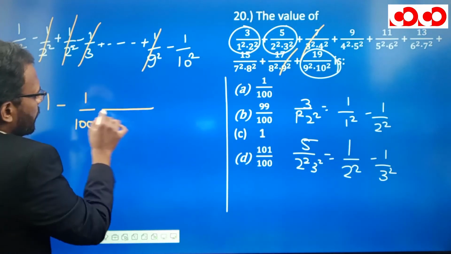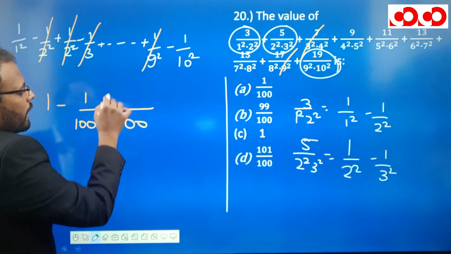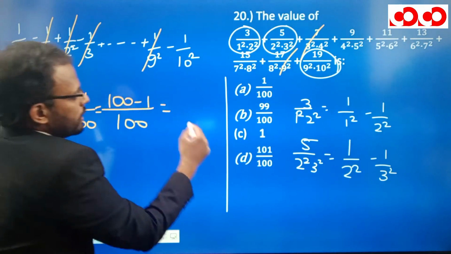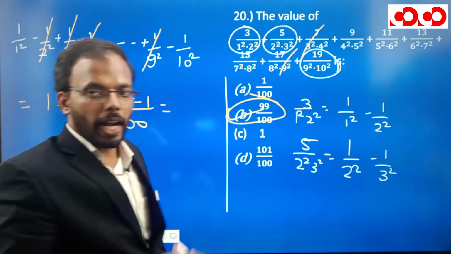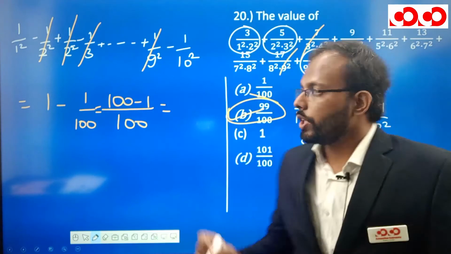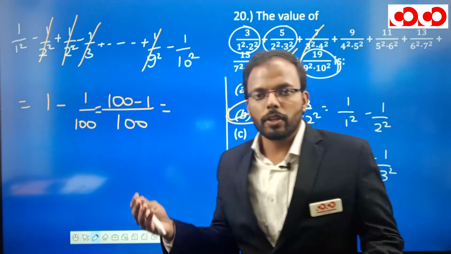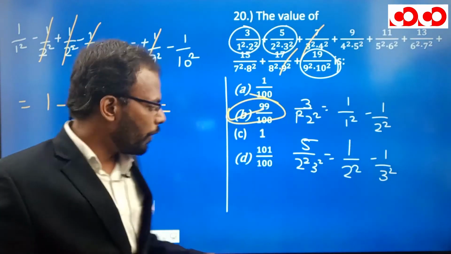So the LCM will be 100 and you will get 100 minus 1, which is 99 divided by 100, option B. And it is very easy. The only thing is you need to arrange this in this form and you'll get the answer immediately. Let's move on to the next question.